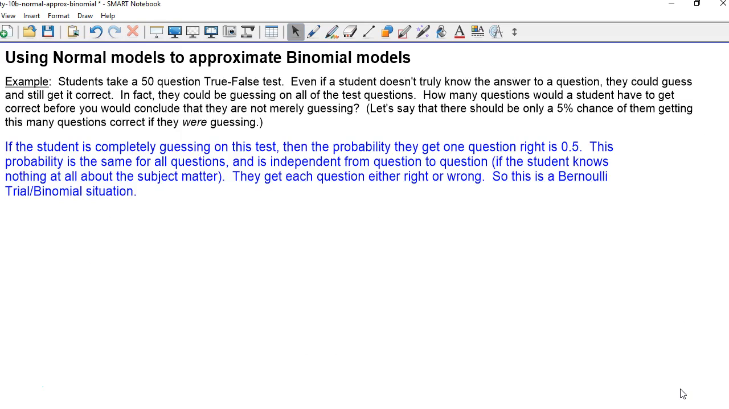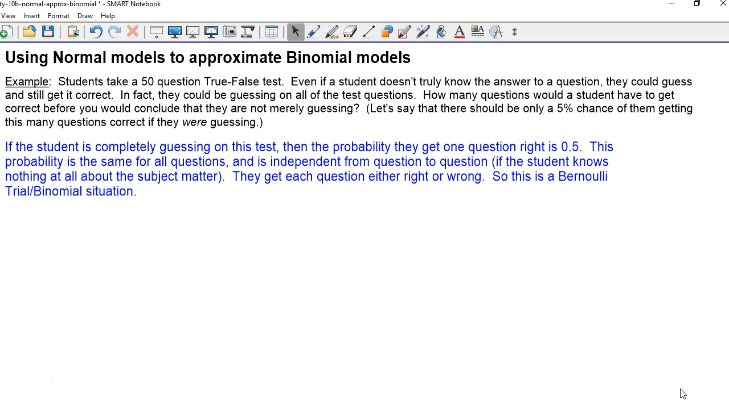Okay, so if the student is completely guessing on this test, then that means the probability that they get an individual question right is 50%. There's only two answers, true or false. This probability is going to be the same for all the questions if the student is truly guessing, and it's going to be independent from question to question if the student knows nothing at all about the subject matter. So they get each question either right or wrong. That's a yes or no case with a constant probability that's independent.